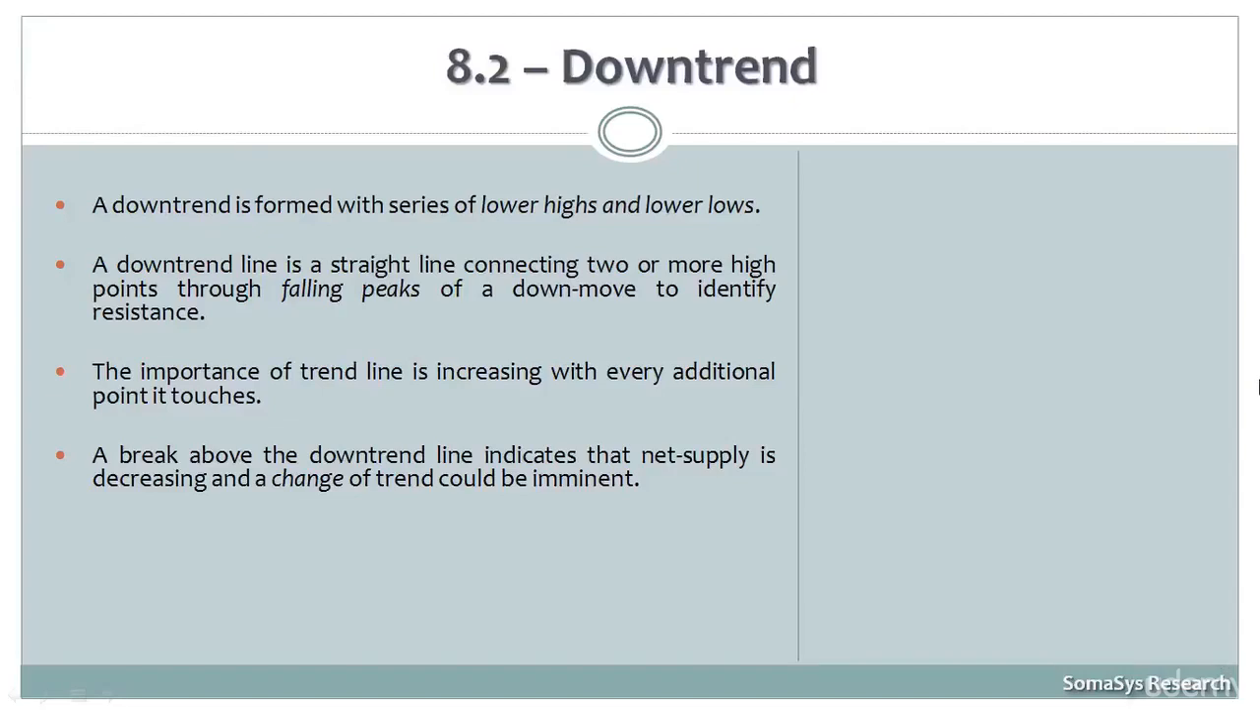A downtrend is formed with a series of lower highs and lower lows. A downtrend line is a straight line connecting two or more high points through falling peaks of a down move to identify resistance. Now this downtrend line acts as a resistance and indicates that net supply is increasing, which leads to price decline. And as long as price remains below the downtrend line, the downtrend is considered solid and intact.